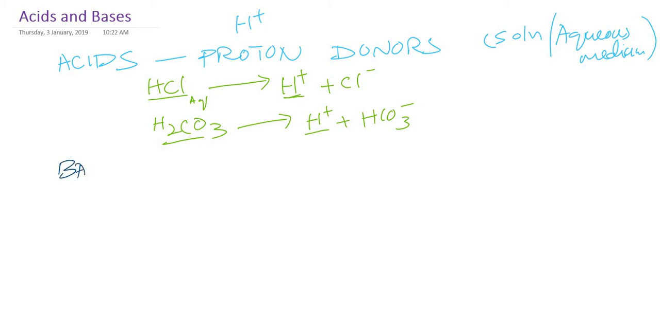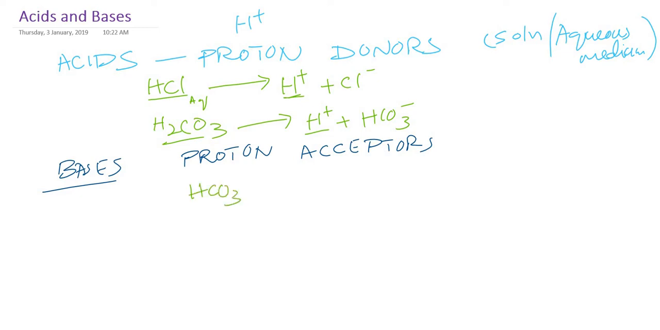Similarly, let me write bases. What do we mean by bases? Bases are substances that are capable of accepting protons. Proton means hydrogen ion. They are proton acceptors. Let me give an example, taking the same one. Bicarbonate is a base. It can accept a hydrogen ion and it will be converted to an acid, carbonic acid.